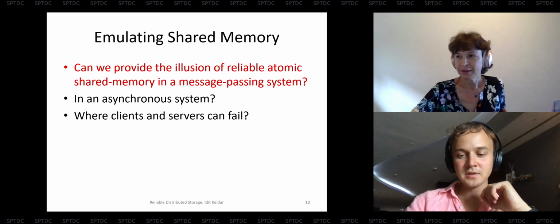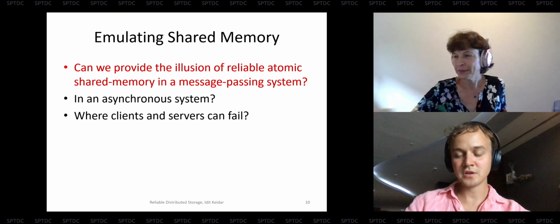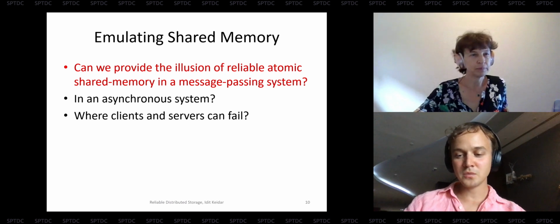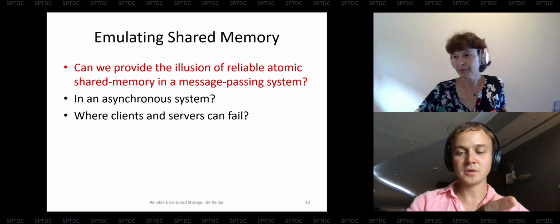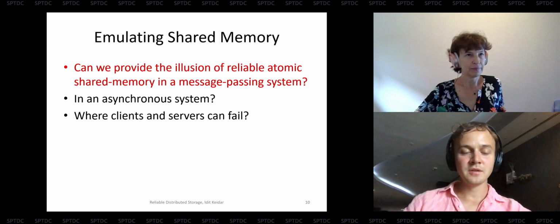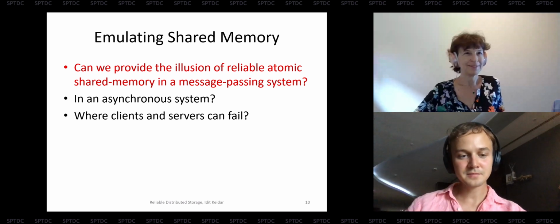Idit, before we continue, may I suggest you say a few words to clarify the relation of this topic to the CAP theorem, which is consistency, availability, and partition tolerance, because there is a reference to the theorem inside the discussion room.